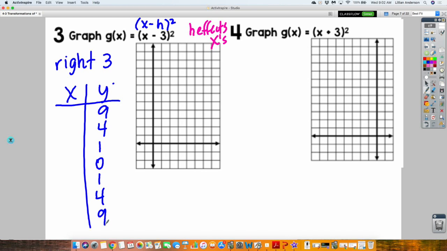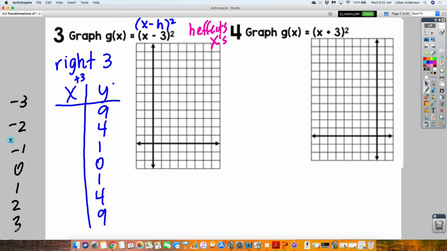But your x's are going to be the ones that change. If I'm moving to the right 3, what am I going to do to my x's? I'm going to add 3 to every single one of those original x values from that table that you guys should be looking at. These were the original x values. I'm going to add 3 to every single one of those.